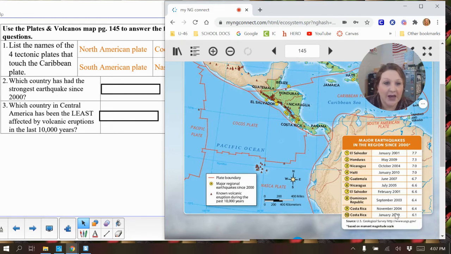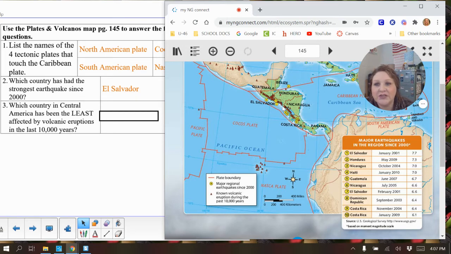So strongest is the highest number. So on our list here, we look for the highest number, and it's 7.7, right? Unless I'm missing it, but it looks like it is going in order, 7.7. And so our answer is El Salvador. And here's El Salvador right here, number 1, El Salvador.